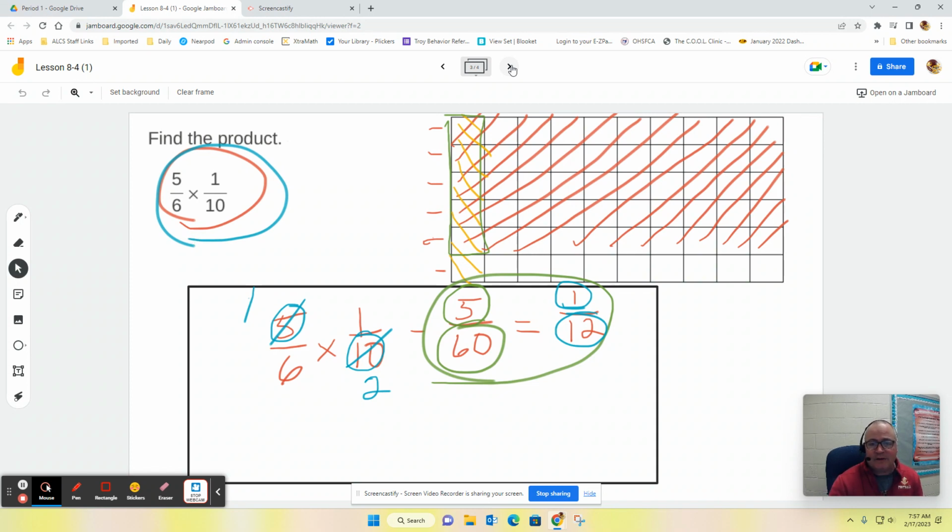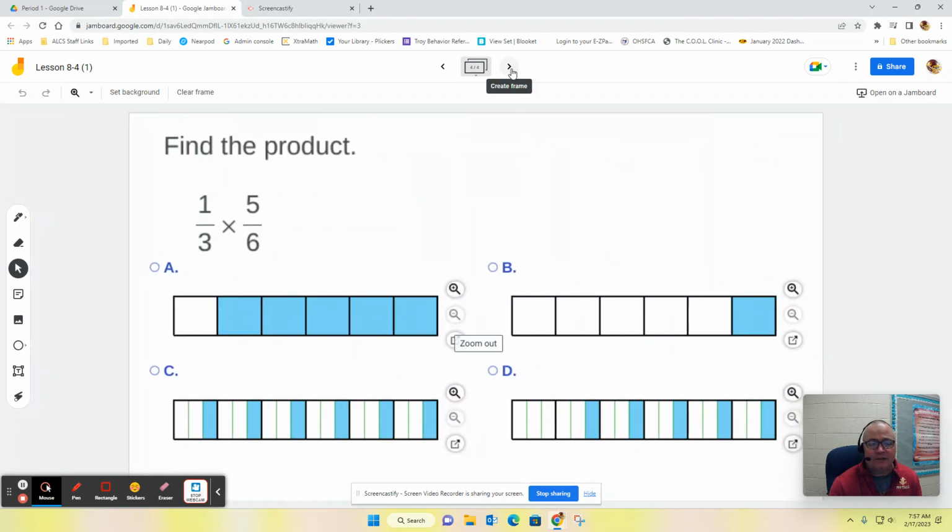Sometimes the models will look like that. Sometimes the models will look like this. So for this one, we see that each model, A, B, C, and D, is broken up into 1, 2, 3, 4, 5, 6 pieces. There's my 6 pieces. I know I have to focus on just 5 of those 6 pieces. So I'm not focused on all of them, but I also notice I'm breaking up these pieces into thirds, and I need to shade in 1 out of those 3 pieces for 5 different times. That to me says this one here.